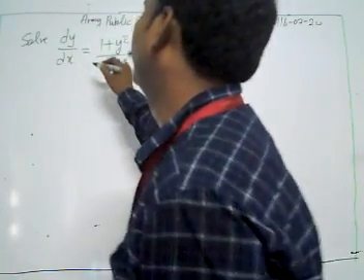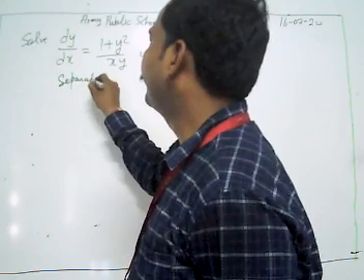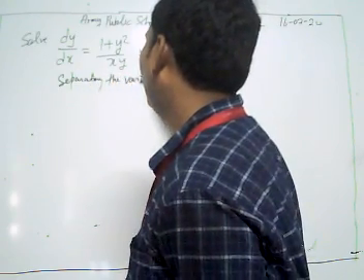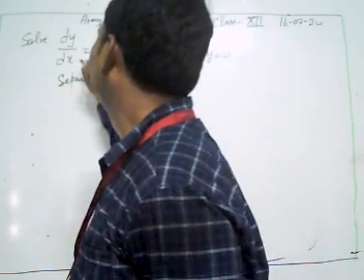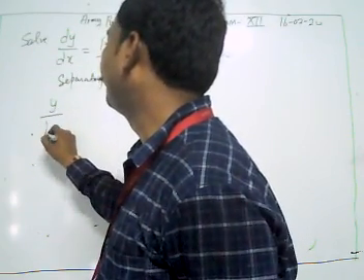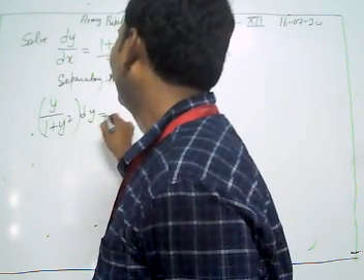Look, again, we can separate our variables. Then separating the variables, what do we have? We take 1 plus y square by y to our left hand side, and we have y upon 1 plus y square dy.